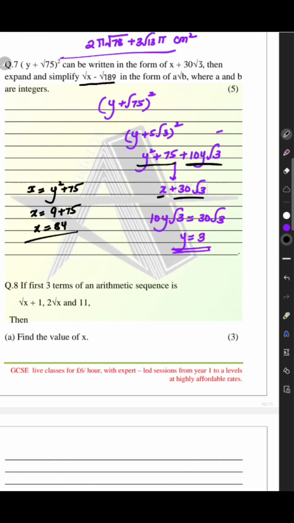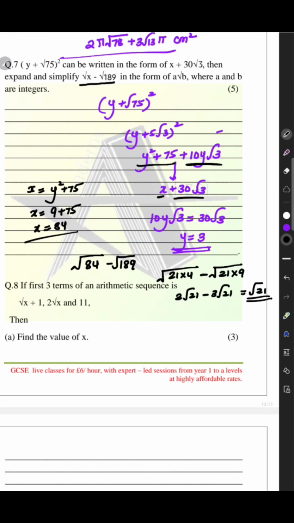Now we have to simplify and find this value. That means root of 84 minus root of 189. But we have to simplify it further. We know 84 can be written as 21 times 4, whereas 189 can be written as 21 times 9. So from here I can write 2 root 21 minus 3 root 21, which is actually minus root 21. This is our simplified answer, where A and B are integers. On comparing, I get A as 1 and B as 21.